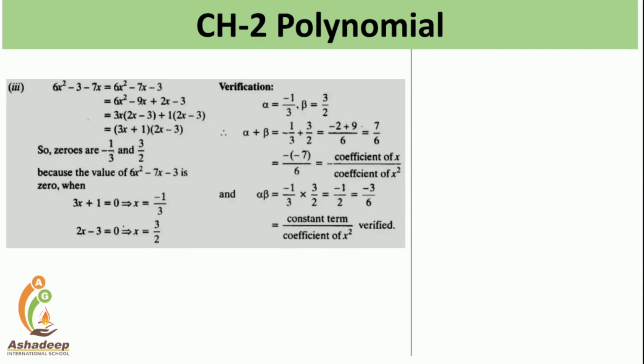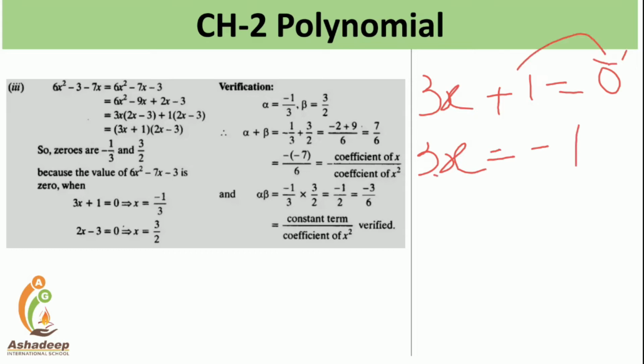Now I have to find the zeros. So simply compare the factor with 0. So 3x plus 1 is equal to 0. 3x is equal to minus 1, because plus 1 goes to the other side of equals, it becomes minus, and 3 goes to division from multiplication. So x is equal to minus 1 by 3.